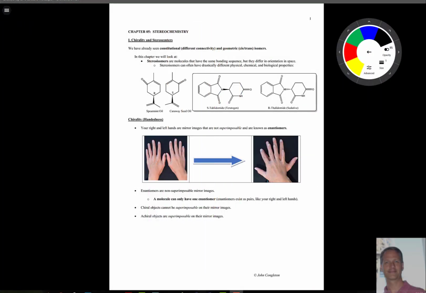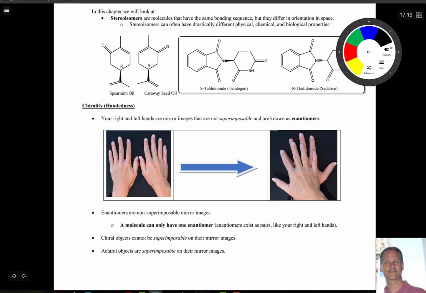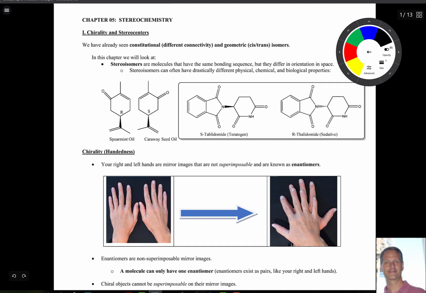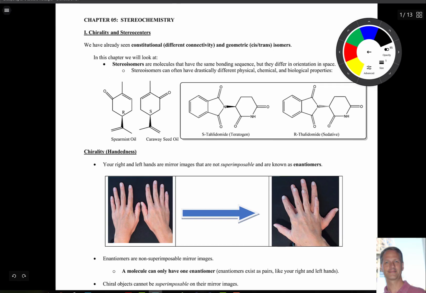Chapter 5 deals with stereochemistry. It's a topic that we're going to see throughout the rest of the year of organic chemistry. There are some terms that we need to understand, and luckily we have an intuition or a natural feel for things like symmetry. We've seen constitutional isomers, which have a different connectivity, before, and geometric isomers, which are cis-trans isomers.